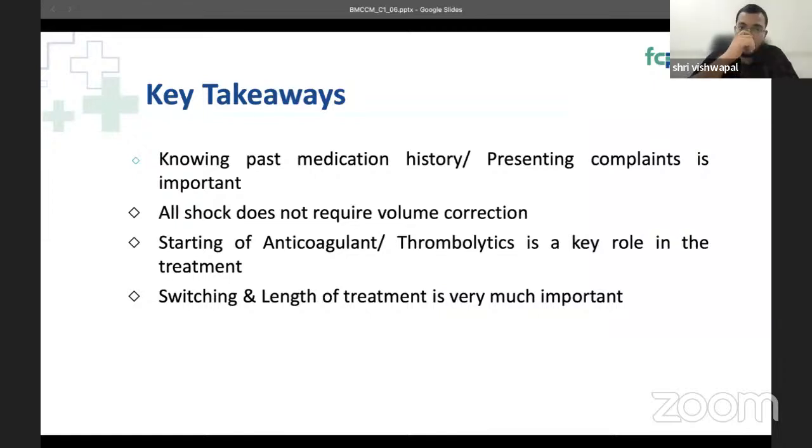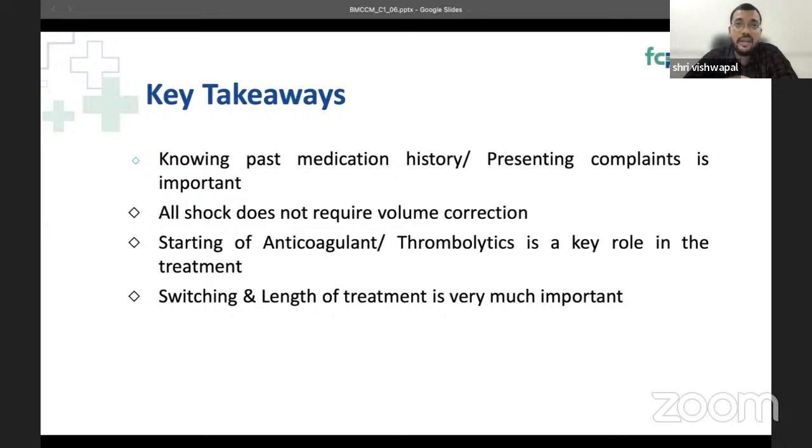So, takeaway points. Mainly, knowing the past medication history or medical history is very important. As we saw in our case, Mr. Cleve, my friend, who had a TKR and was immobilized. So immobilization history is very important in that case, and the presenting complaint is important. And not all shock requires volume correction, which is very important for obstructive shock. Obstructive shock is where, if you correct through volume, it worsens the condition.